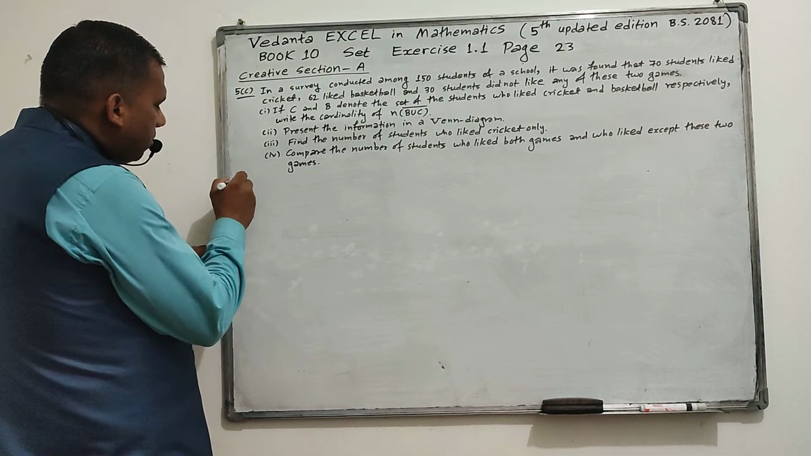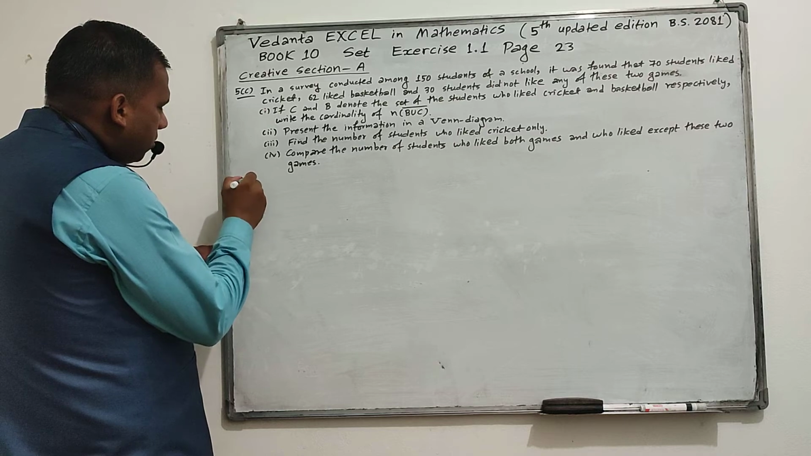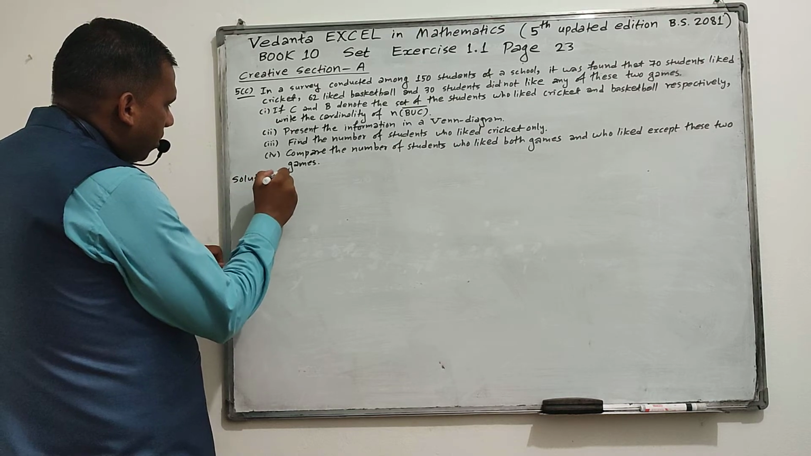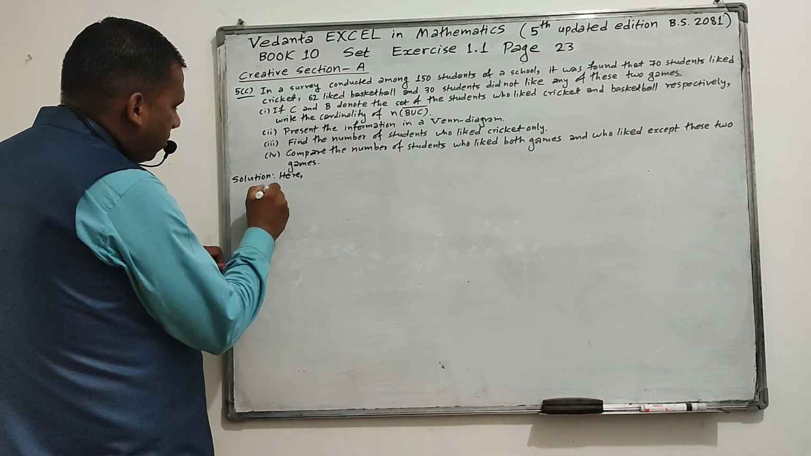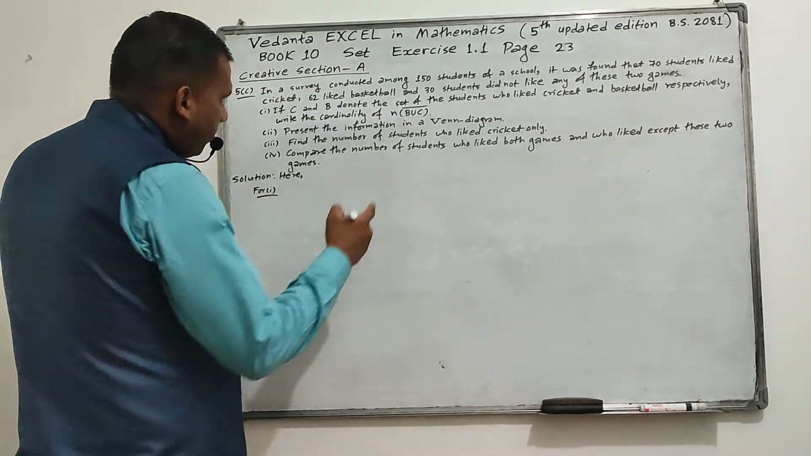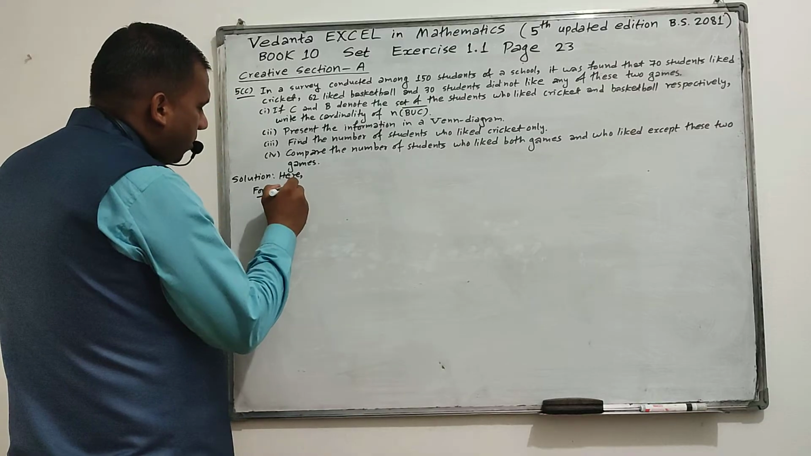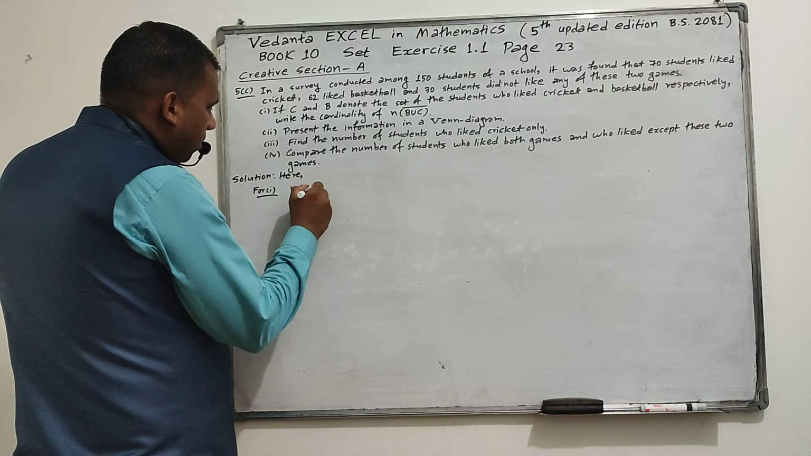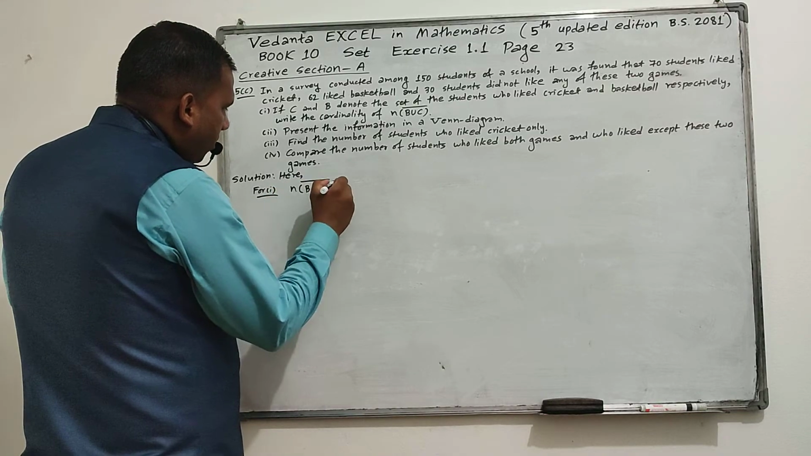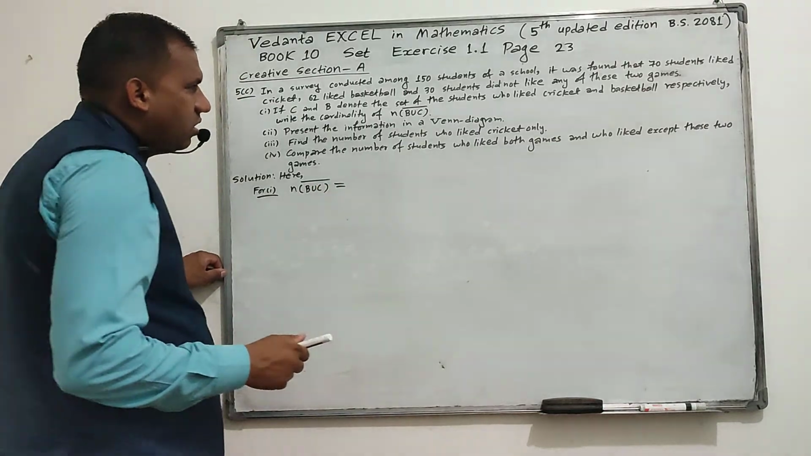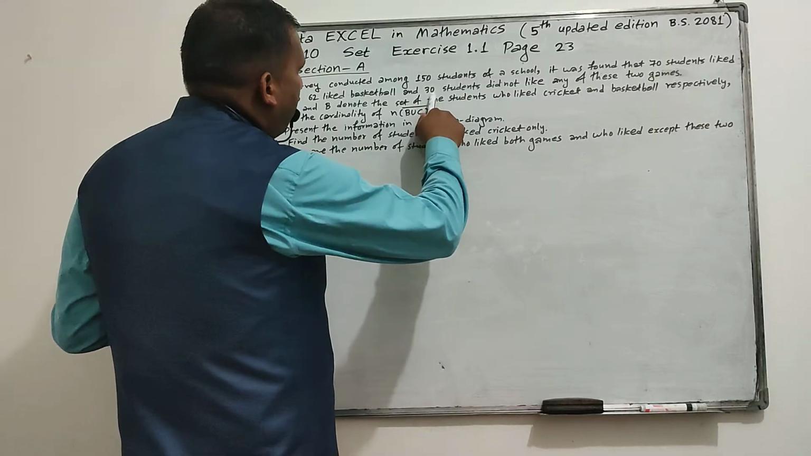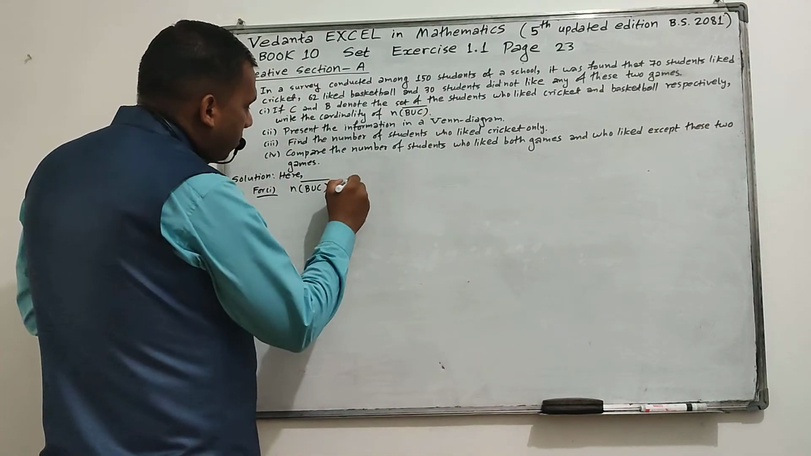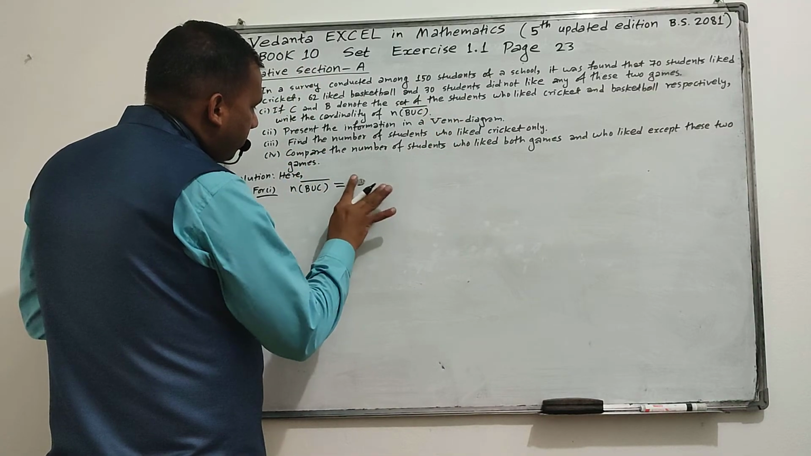Now its solution. Here for 1, the cardinality of (B union C) whole complement, that is, the number who did not like any of these two games, is 30. So this is equal to 30.